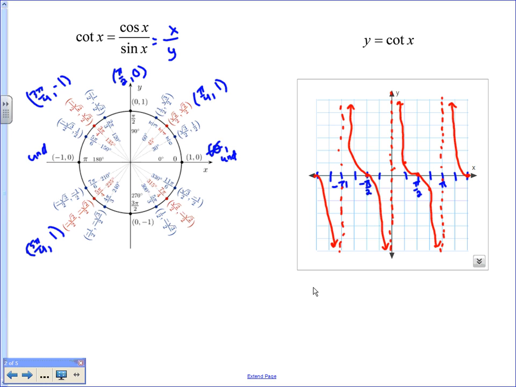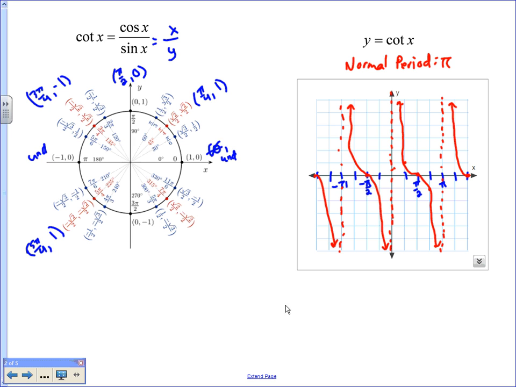So for this graph, again, we don't have an amplitude. If there's a number in front of cotangent, then that's a vertical stretch or vertical shrink. If we have a number in front of x, that affects the period. Our normal period for cotangent is pi. And so then to find the period of the graph, we do pi over b if there is a b in front of x.